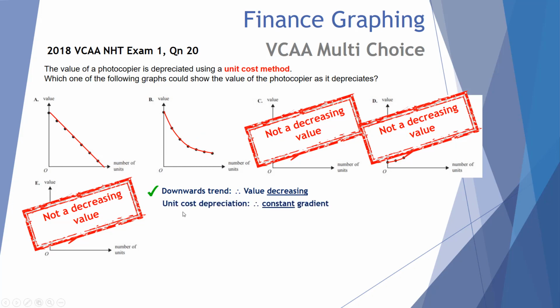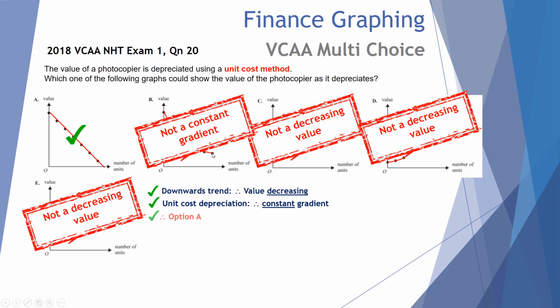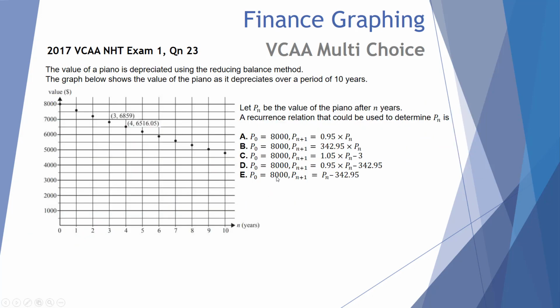More information. And it says it's via the unit cost depreciation method. Now, a unit cost depreciation will be a constant gradient. So let's examine these two. It's very obvious. Yes, this does have a constant gradient. And no, this does not have a constant gradient. It's changing from a steep gradient to a rather shallow gradient. So we're left with option A as our correct answer.